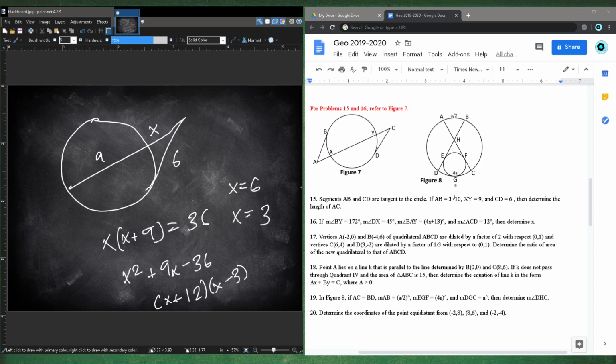So what they're asking, determine the length AC. So they want the entire length. So we got 6 for this section, 3 for this section, and 9 here. So that's 9, plus that 9 is 18. And that's our answer for number 15.